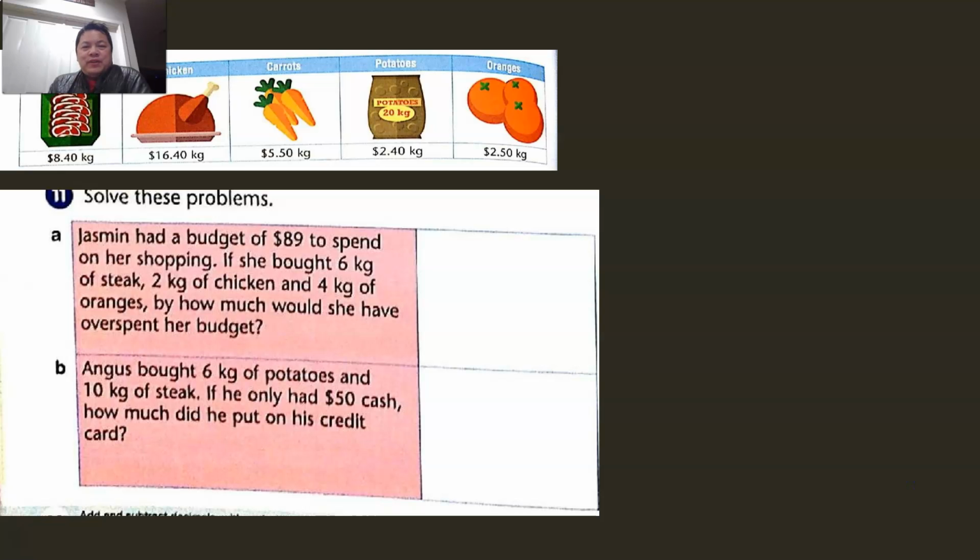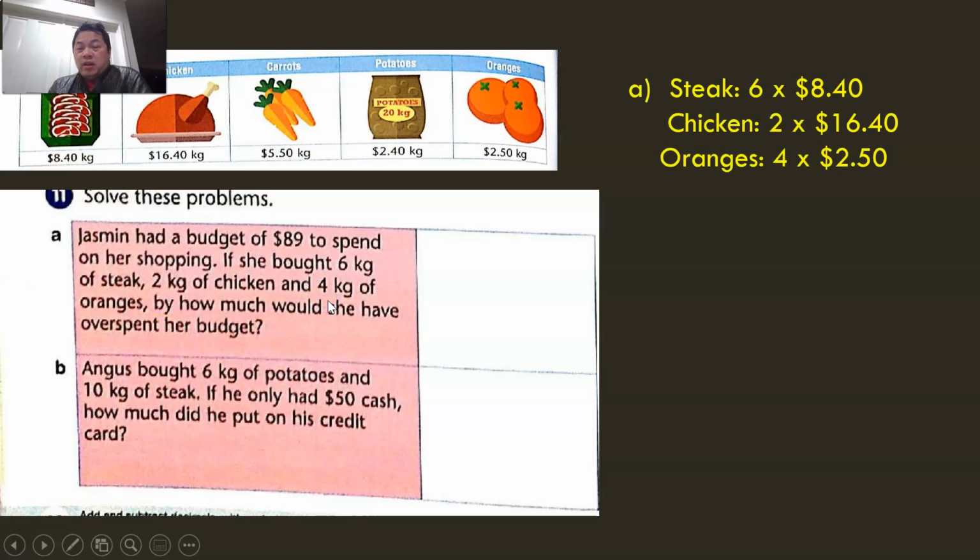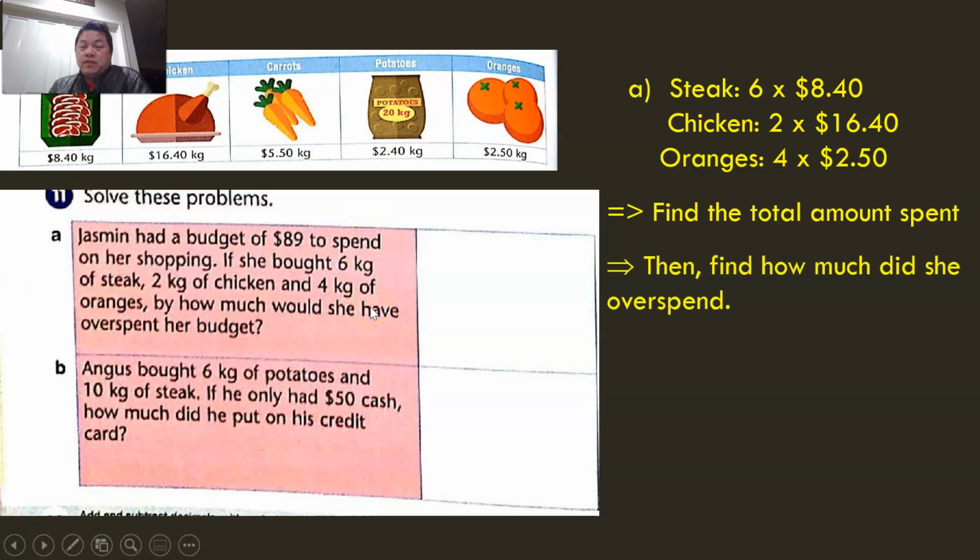So the last part of the question, now we're talking about Jasmine, here she had a budget of $89. So she bought 6 kg of steak and 2 kg of chicken and 4 kg of oranges. So how much would she have overspent her budget? So you got to find out how much did she really spend based on these 3 items. You have to work it out. Okay, guys, you have to work it out on your own. Then from there, you find the total amount she spent, and then after that, compare with $89. How much did she actually overspend?